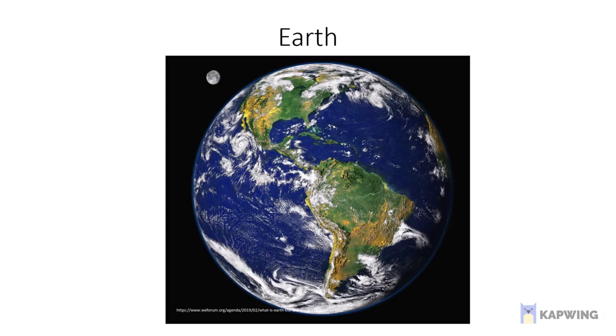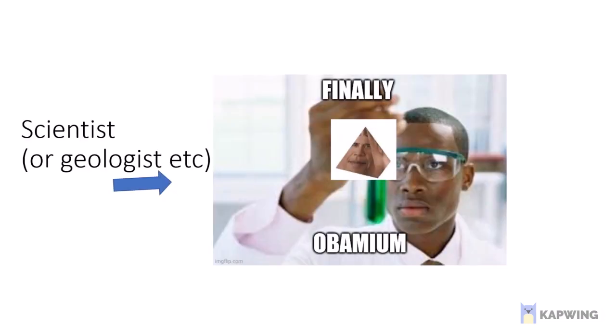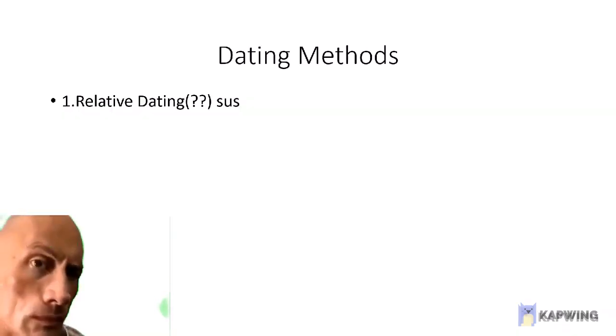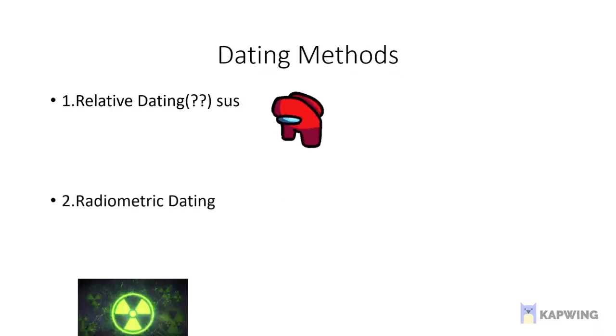So planet Earth. It's estimated to be 4.5 billion years old. And how did scientists figure this out? Well, scientists used two primary methods to date the age of something. Number one, relative dating, and number two, radiometric dating.